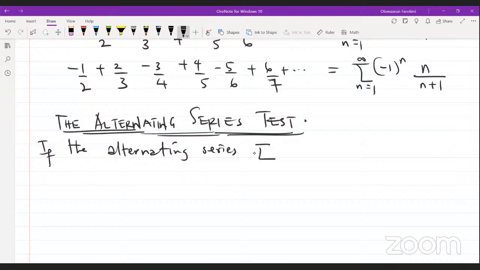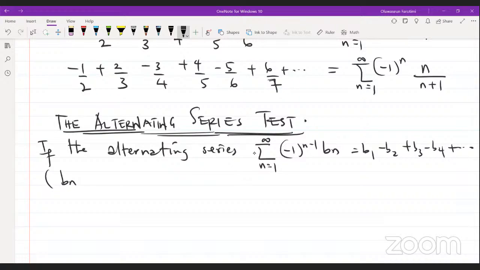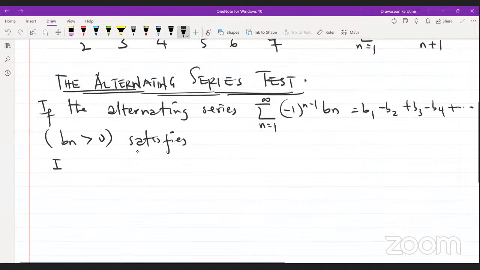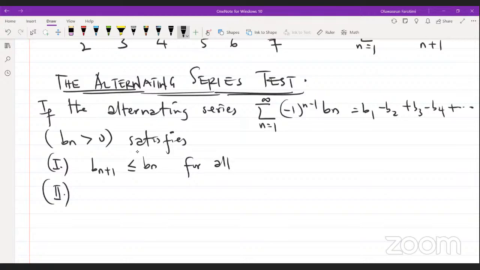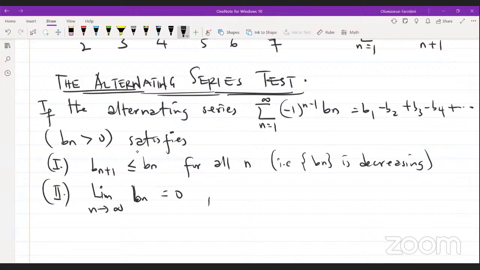suppose we have an alternating series given by, got a -1 to the power of n-1, got a bn, where your n is from 1 to infinity, b1 minus b2, b3 minus b4. Okay, this is just by listing the terms. And your bn is positive. Take note, guys, your bn term is positive. If it satisfies, now these are the two special conditions, guys. Two special conditions. bn + 1 is less than or equal to bn. Okay, so that means that the n + 1th term is less than or equal to the nth term. In that case, this means that your bn is decreasing. And the limit of this bn goes to 0. Then the series is convergent.